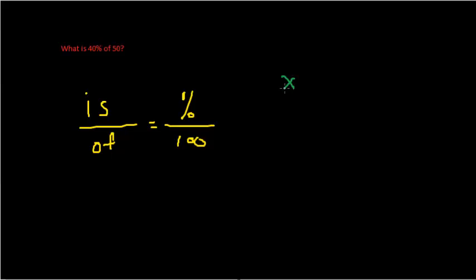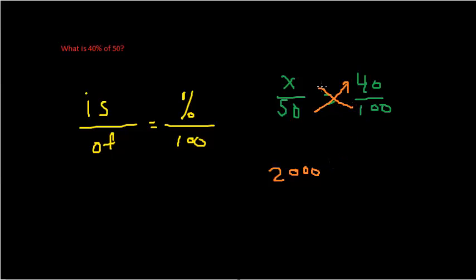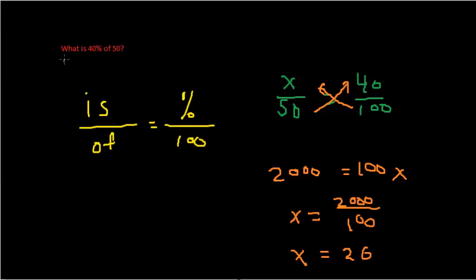So we see here our unknown over 50 is equal to our percent 40 over 100. And that 100 is always there, it's just part of our formula. We again solve this by cross multiplying. 50 times 40 gives us 2,000. 100 times x gives us 100x. So x then is 2,000 over 100. So x is equal to 20. So that means 20 is 40% of 50.